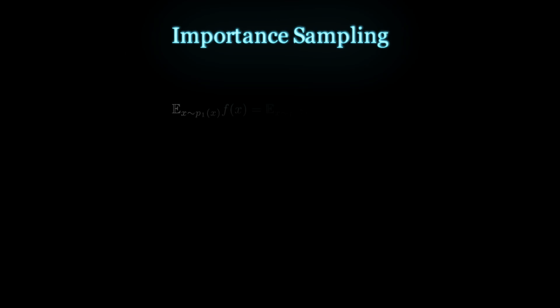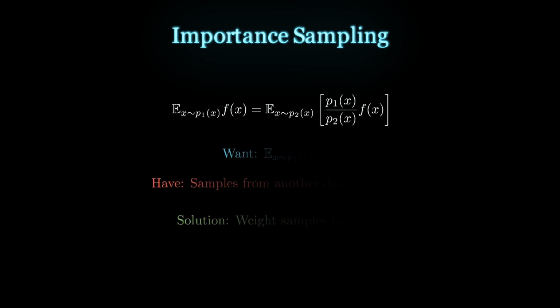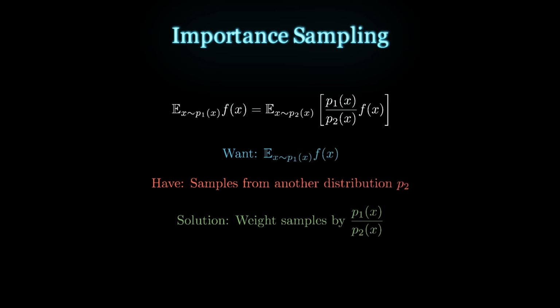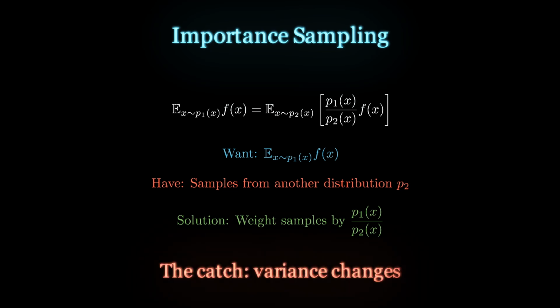This is also an old trick from statistics. It's known as importance sampling. It allows you to estimate an expected value over one distribution using samples from another distribution. And if this sounds too good to be true, that's because it is. Importance sampling comes at a cost. It can drastically change the variance of the estimation.